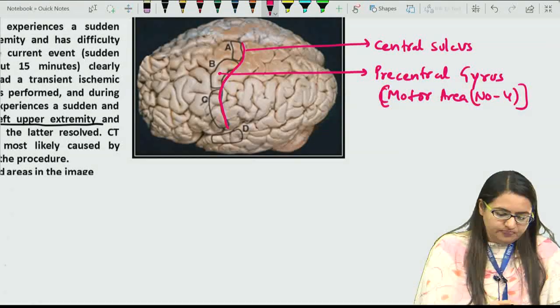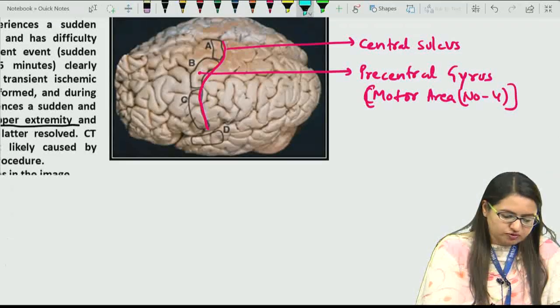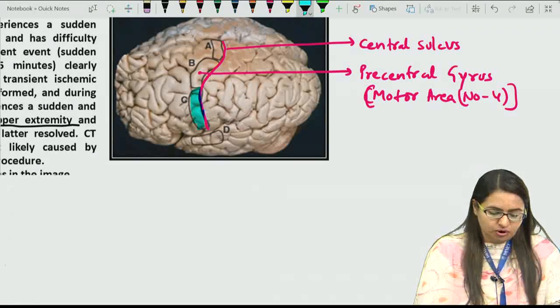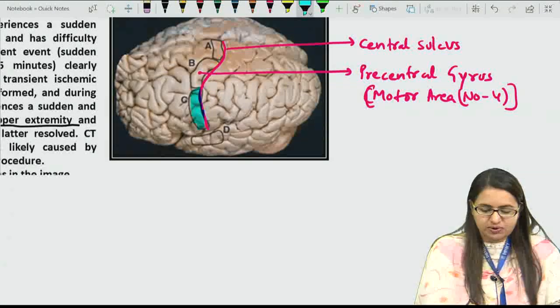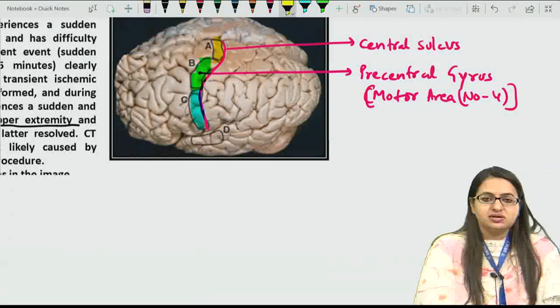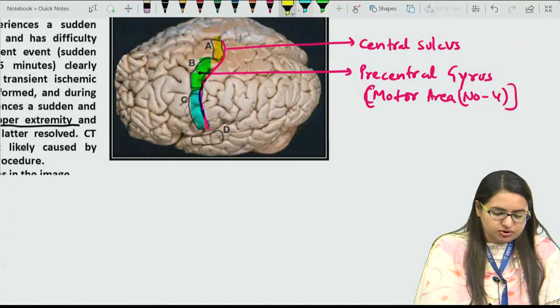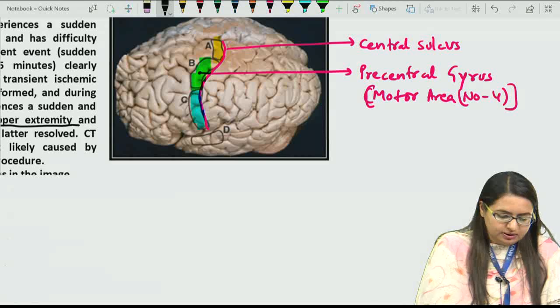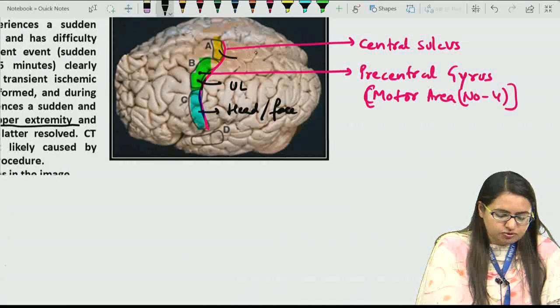Now over here, the C area actually represents the head of the body, which is the lowermost portion of this precentral gyrus. Then this B portion represents the upper limb, and the uppermost A portion represents the trunk. So this portion is the head or face, this portion is the upper limb, and this portion represents the trunk.